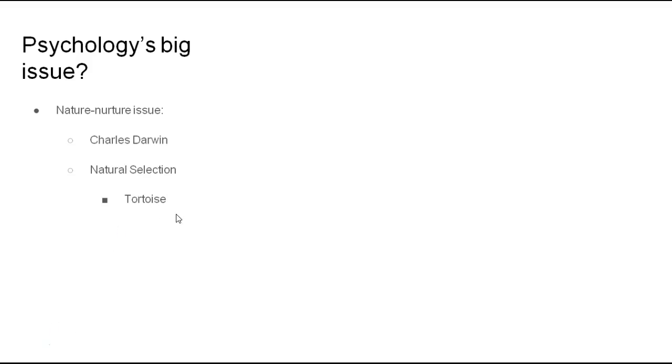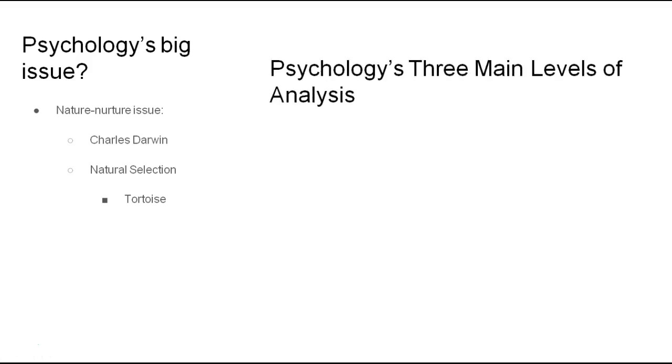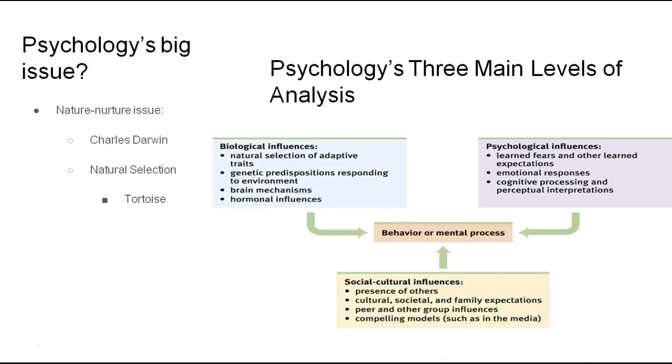The nature-nurture debate came up because of Charles Darwin and this idea of natural selection, survival of the fittest. He studied tortoises, and what he realized is that when he traveled from place to place, the tortoises were different. Even though they were all tortoises, they all had different adaptations. So genetically, nature, they were a tortoise. Nurture, though, they had to develop because the surroundings around them were different. Because of this big question, it led us to the three main levels of analysis for psychology.